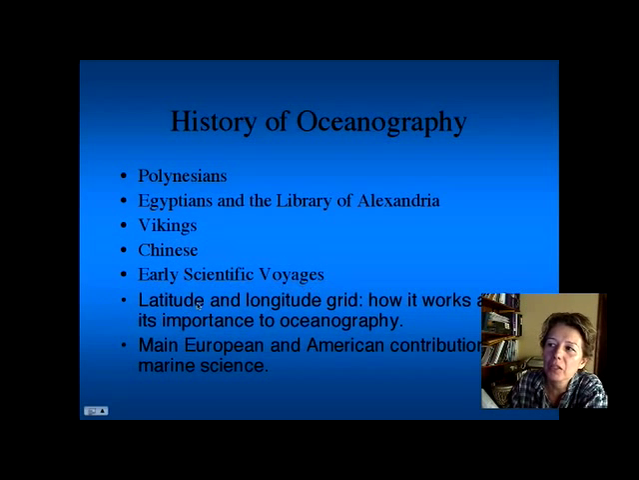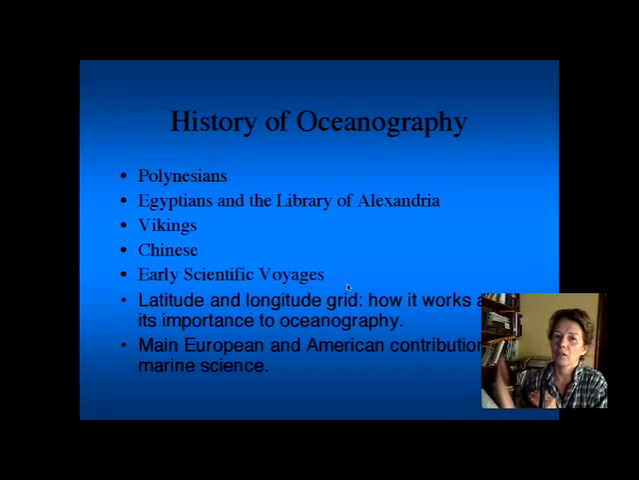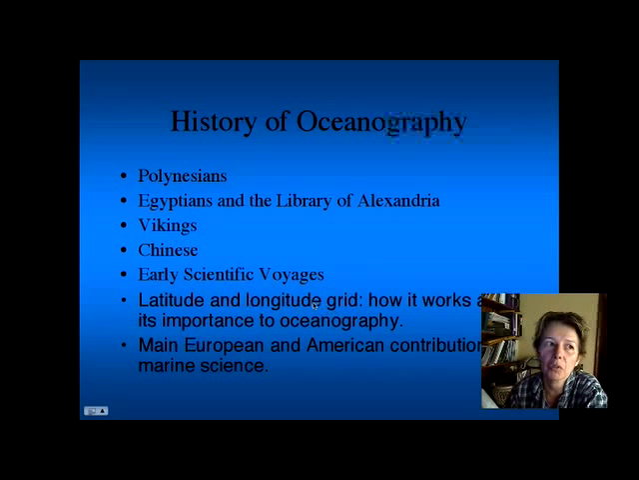You should be able to understand the longitude and latitude grid. The latitude lines go like this, telling you how far north or south you are, and the longitude lines go like the segments of an orange, telling you how far east and west you are. That's important because if you are on the ocean, you need to know where you are so that your ship doesn't crash.